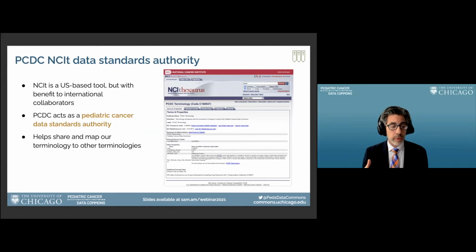The NCI thesaurus is US based, of course. It's part of the US's National Cancer Institute, but anyone in the world can use it. It's an international resource. And the NCI thesaurus now lists us, the Pediatric Cancer Data Commons, as one of the main authorities on pediatric cancer data standards. And that's because of the extensive work we've done with the international community to develop and ballot these data standards. And the NCI thesaurus really helps us share all of the work that we've done with the international community.